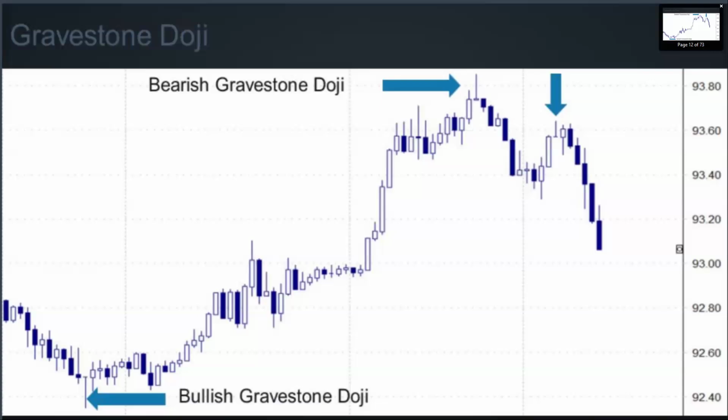So a gravestone is when the market opens and closes almost where it opens from, whether bullish or bearish. You will not see a wick on the other side, like the normal doji star where you see a small wick on the other side. So you will not see any wick on the other side. It is called a gravestone doji.